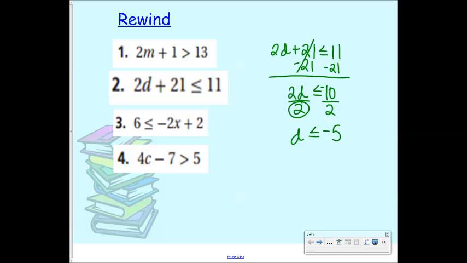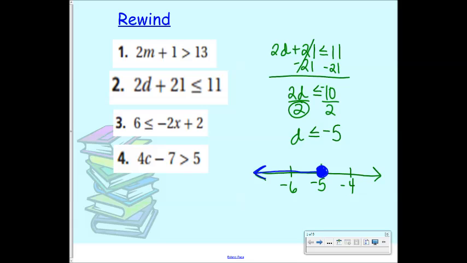When I go to graph that, I only need to put the negative 5 on the number line. That's all I really care about. If you want to put other numbers, you can. You can put a negative 6. You can put a negative 4, whatever you want to put. Then I'm going to put a closed circle at negative 5. And since d is less than negative 5, I'm going to highlight the line going that way. So d is less than negative 5 or equal to it, which is why my circle is closed.